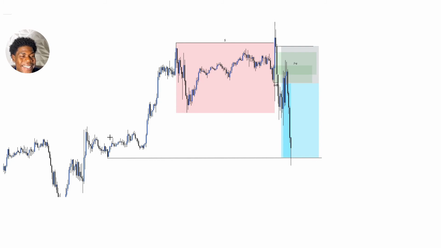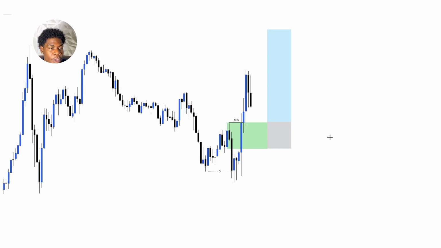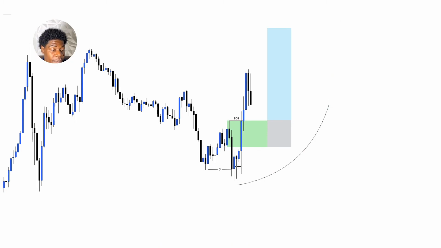Now let's look at another example of a breaker block. Now we are on NASDAQ on the 15-minute time frame. As you can see, this is a bullish breaker block. We're looking for price to pull back down here now to retest this zone to continue the uptrend. First, we're looking for this liquidity sweep. We see that price pushed down lower to clear this old low right here.